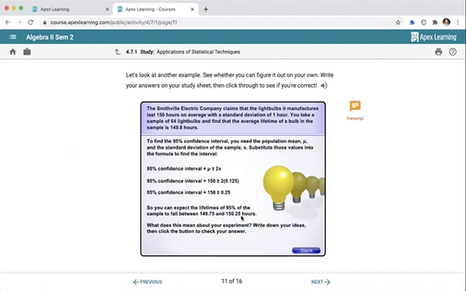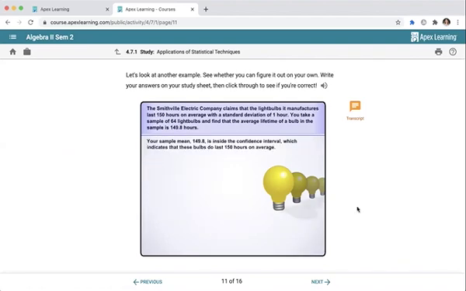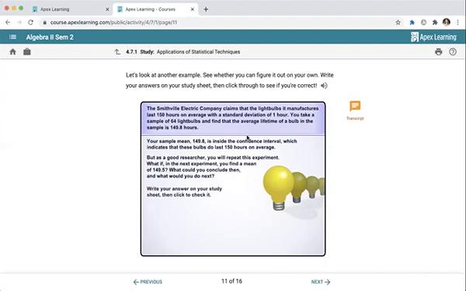Okay, so if this is what we can expect here, and our samples had an average of 149.8, what does that mean about our experiment here? Our sample is inside the confidence interval, which means that these bulbs do last 150 hours on average. What they were claiming was true because our data also fit inside their confidence interval.